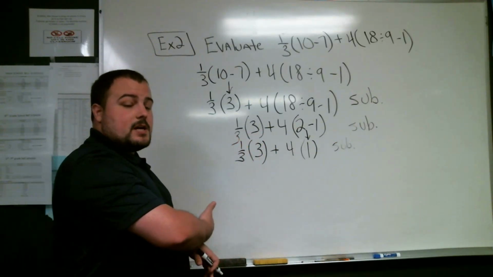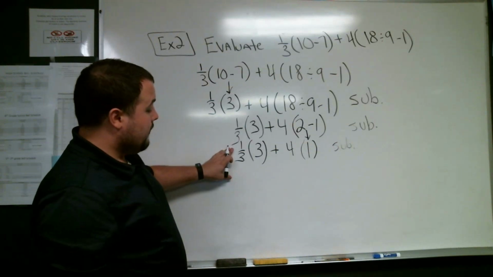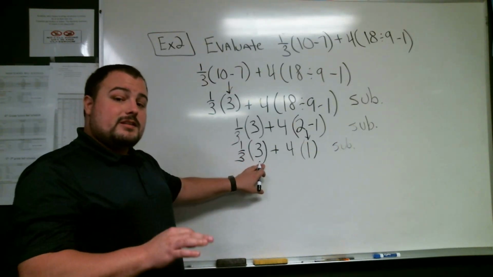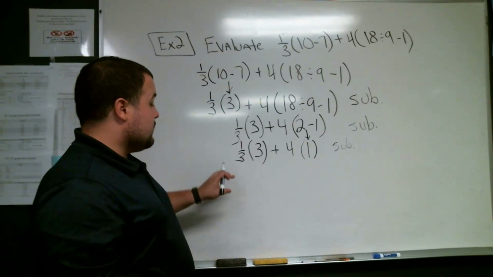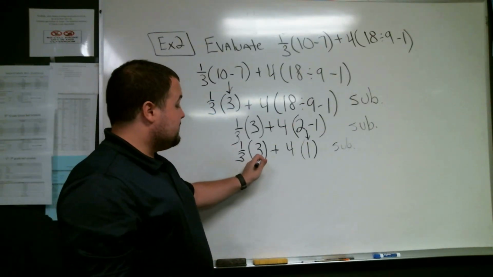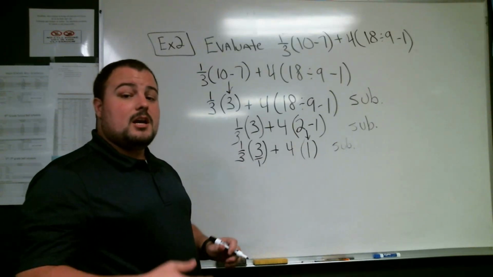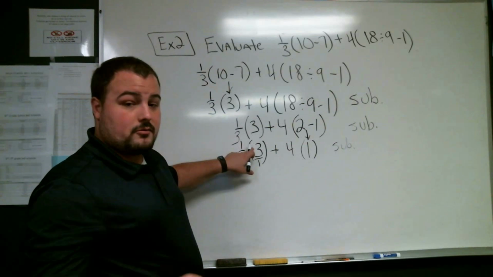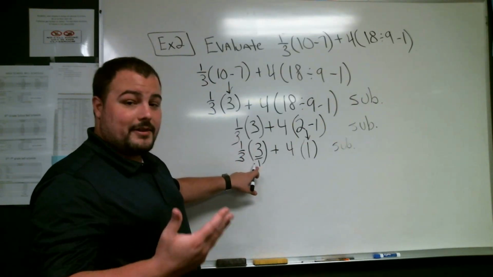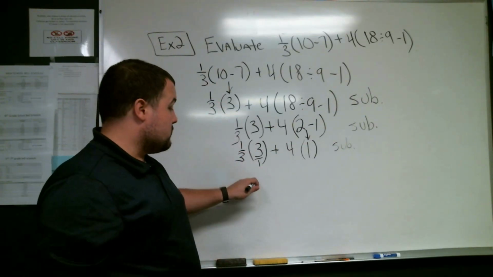Now, we're going to start on the left side, work our way to the right. 1/3 times 3. This is actually another one of those instances of multiplicative inverse. An inverse is when you take a fraction times the same fraction flipped, and you'll always get the number 1. And the reason why, again, is 1 times 3, that's 3. 3 times 1, that's 3. And 3 divided by 3 equals 1.